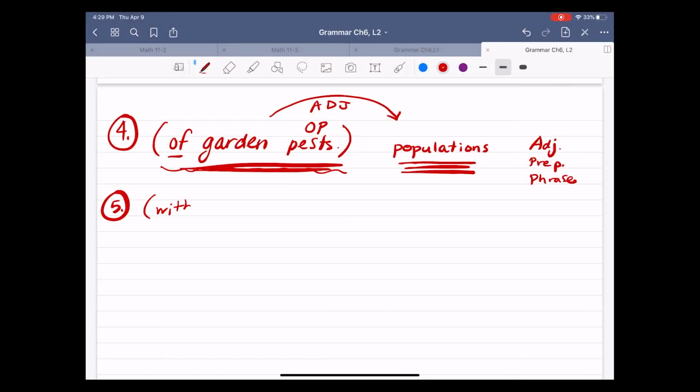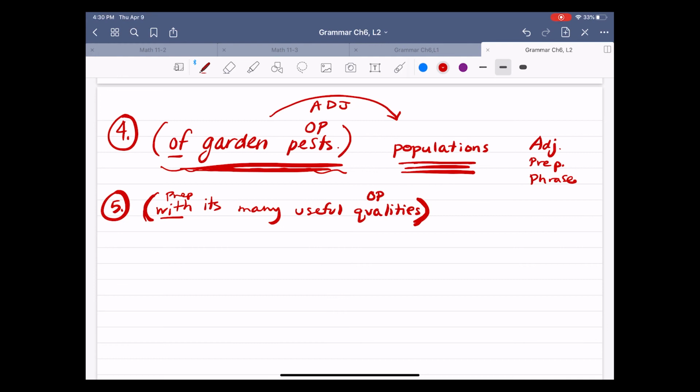Number 5, the spider with its many useful qualities is often helpful. So, what is our prepositional phrase? With its many useful qualities. There's our prepositional phrase. With is our preposition. Parentheses indicate the beginning of a prepositional phrase. Qualities represent the end. And this is our OP.